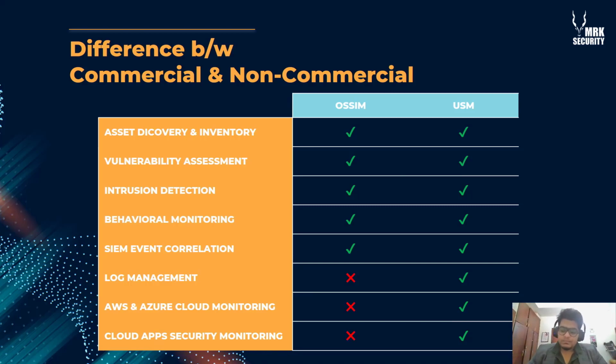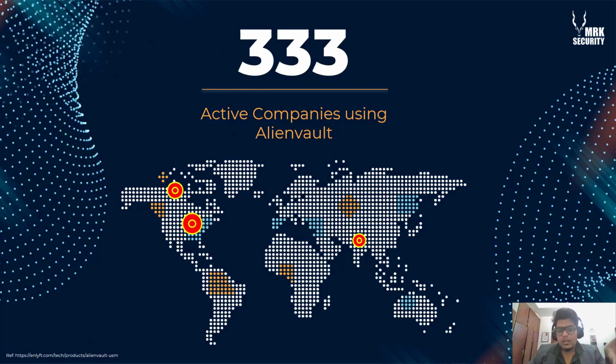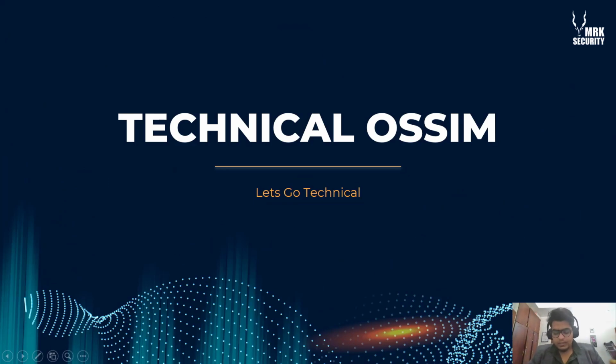If you move next, I will tell you that currently in the world, according to Enlyft, a research portal, nearly 333 companies are currently using OSSIM or AlienVault in their firm architecture. Mainly those companies are located in the US, Canada, and India. These are the three big nations actually using this solution.